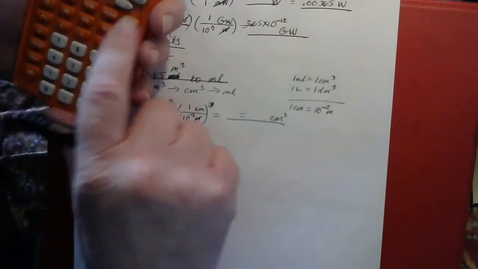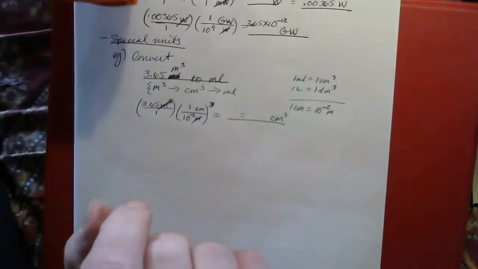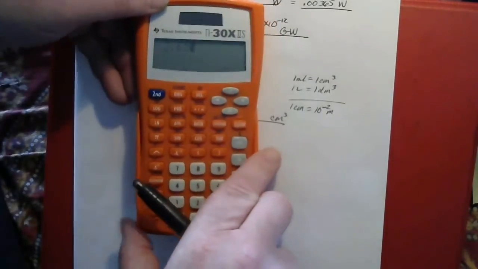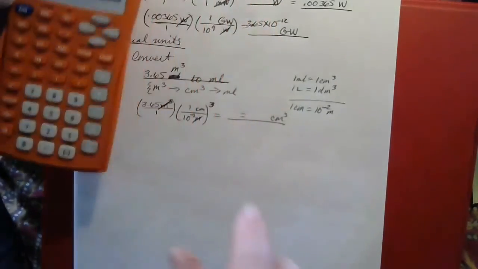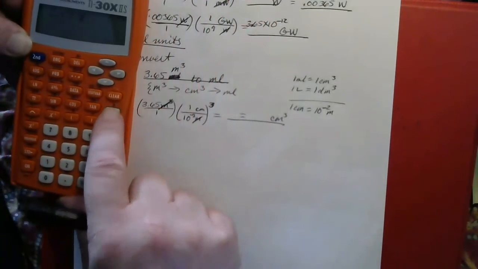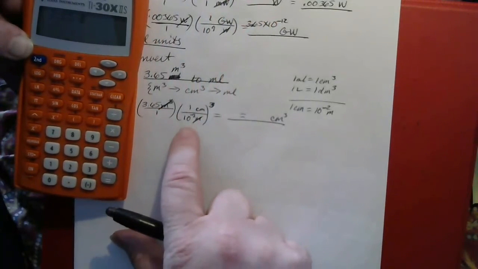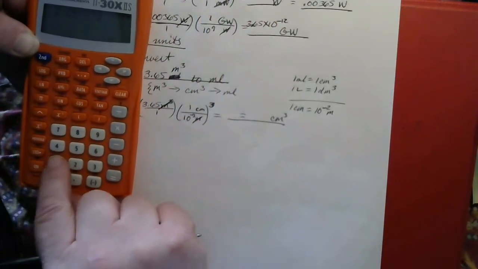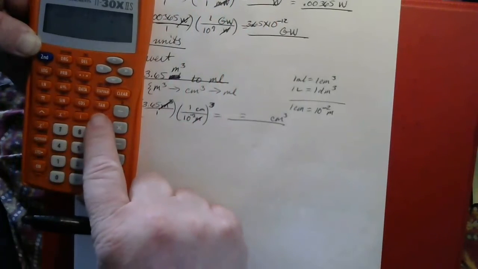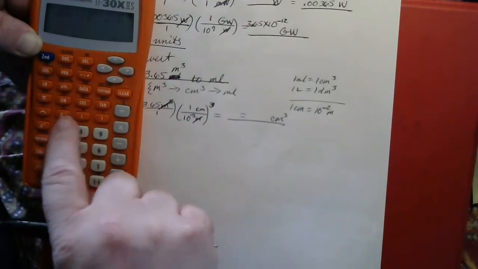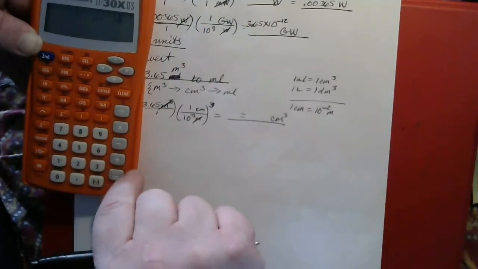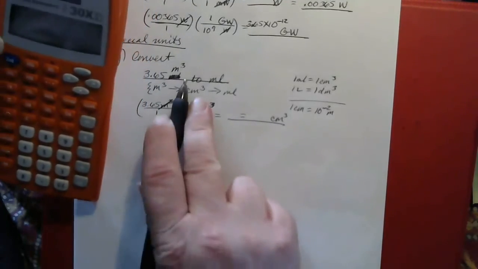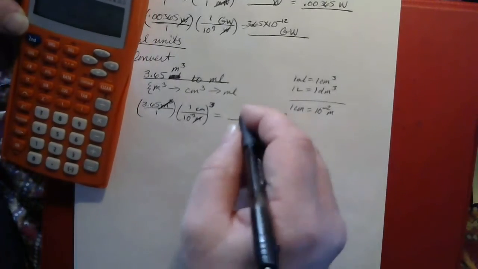Okay, so let's try this now on a calculator. 3.65 divided by, now I would put parentheses around the 10 to the minus 2. 10 raised to the negative 2 power, parentheses, and raise that to the 3rd power. And we'll see what we get. That makes sense because it's a big number.